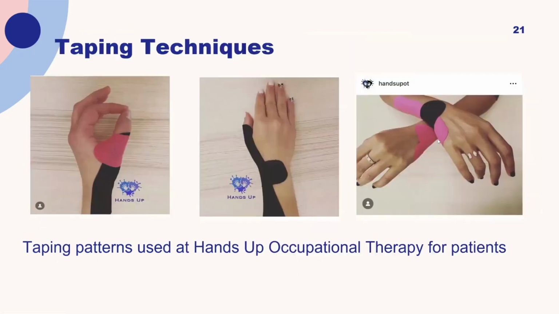These are other taping techniques that we use in the clinic as well. As you can see, in most of them there's a lot of thumb involvement, but there are also patients that have instability and or pain on the opposite side of their wrist. So that is another taping technique that we do in our clinic as well.